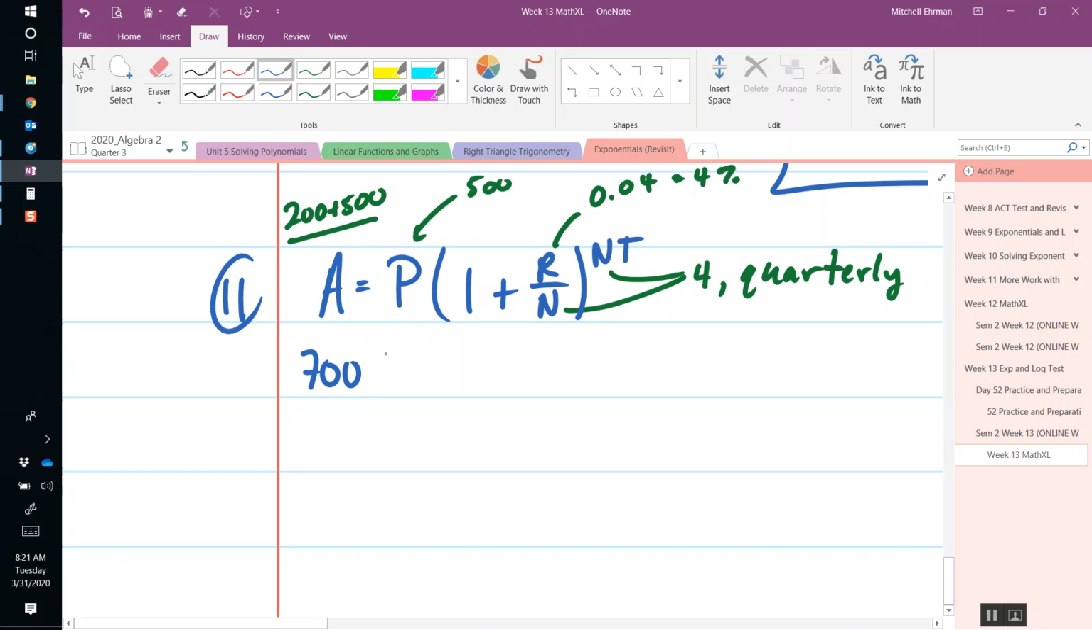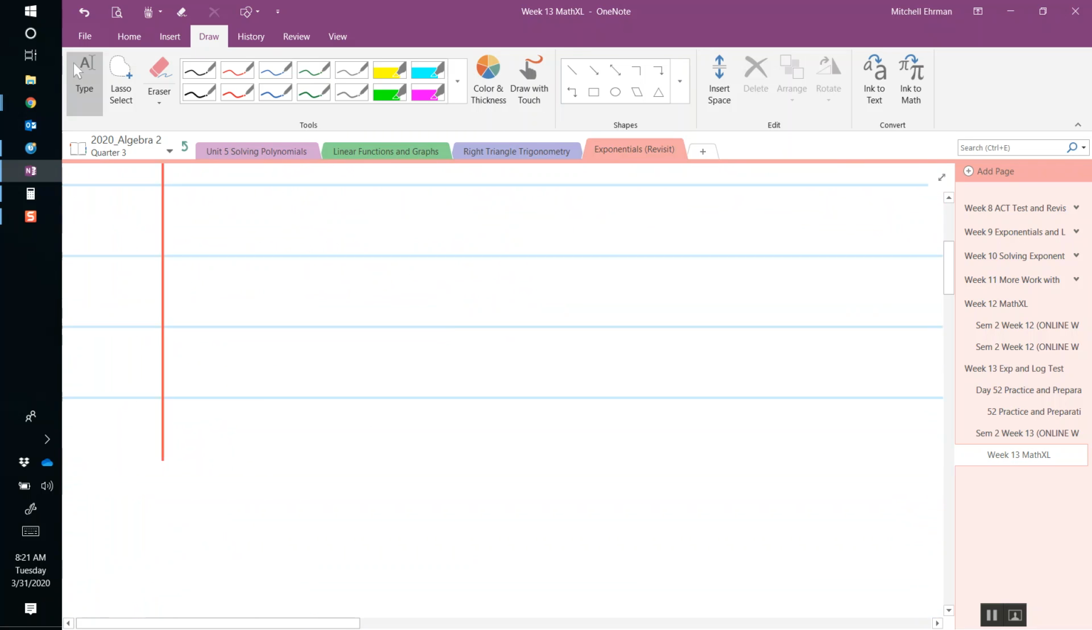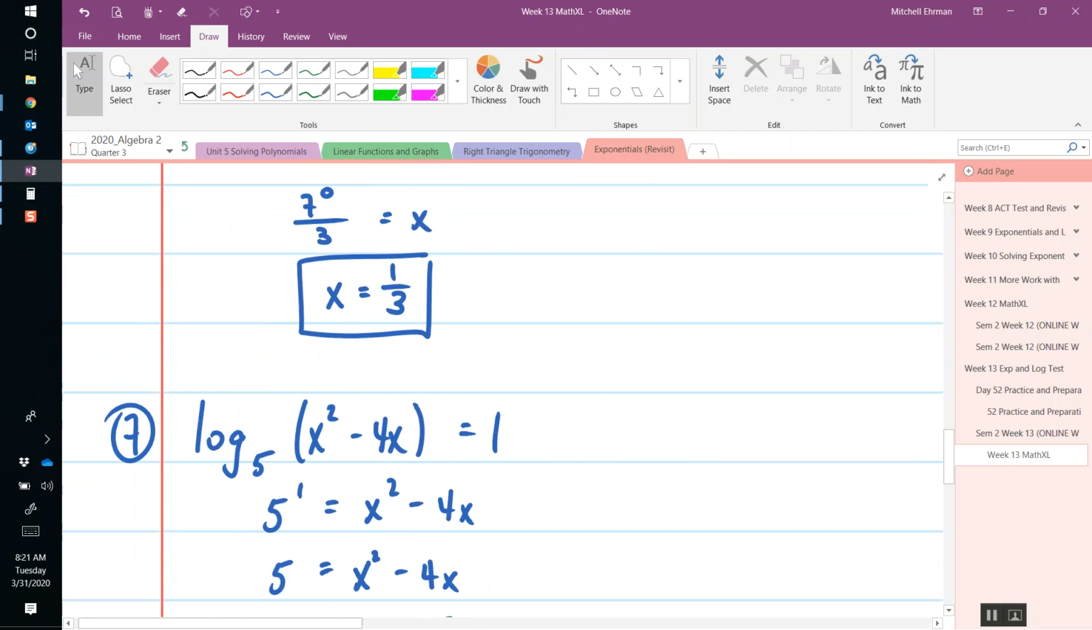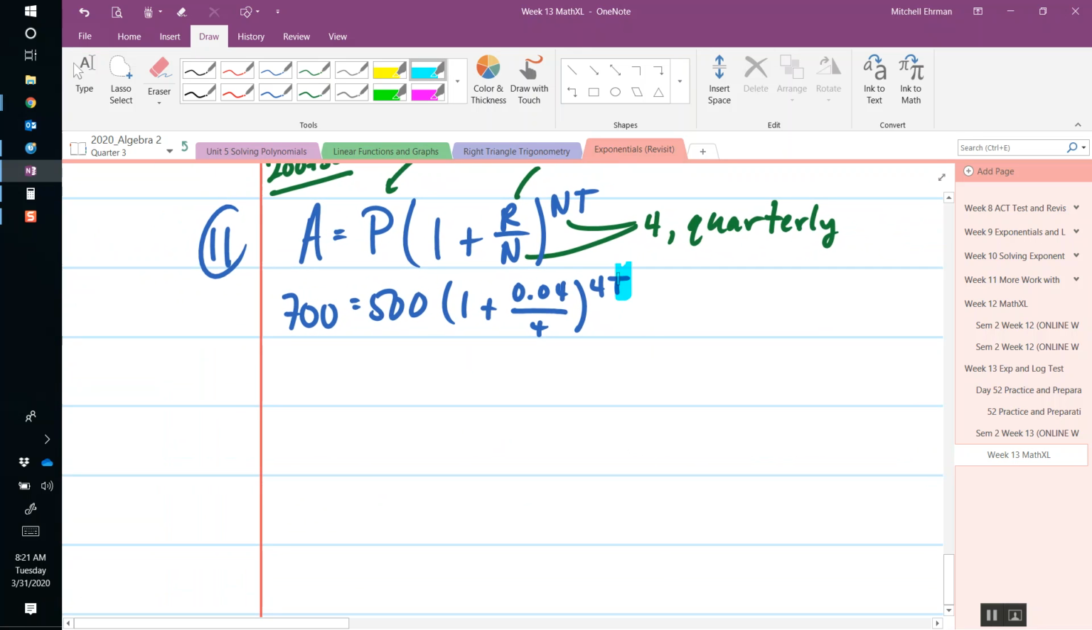So these are the values that I'm substituting. 700 equals 500 times (1 plus 0.04 divided by 4) to the 4 times t power. So here, again, we've got an exponential equation, and the unknown value is stuck up here in an exponent. Since the unknown value is an exponent, this is a perfect example for us to use a logarithm.